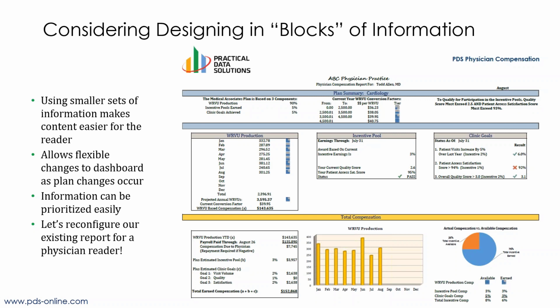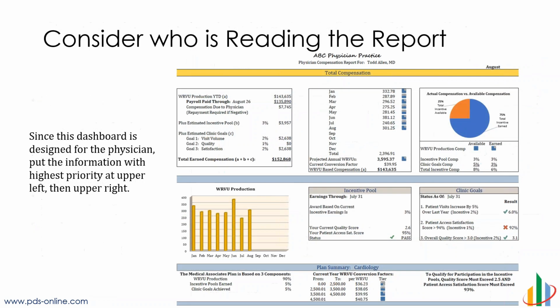Now, this is our standard presentation, and I'd like to show you what happens when we flip this as if it were being presented to a physician. We're going to put the most important information for the physician at the top. We've moved that total compensation section to the top, and all of a sudden that graph that's the same size, slightly different colors, that was on the prior sheet becomes much more prominent and much more important.